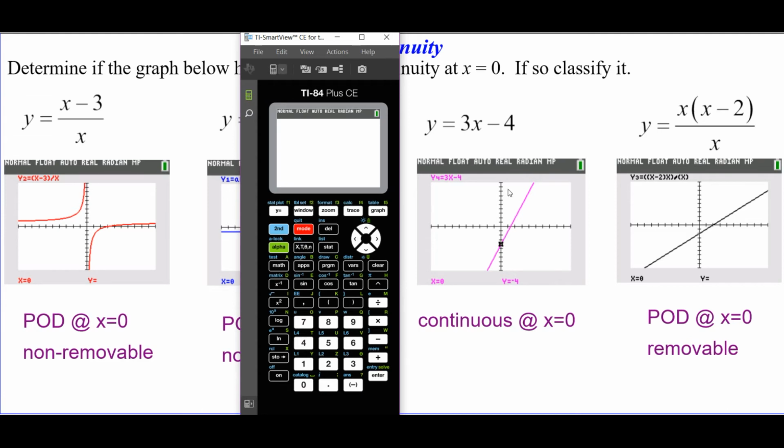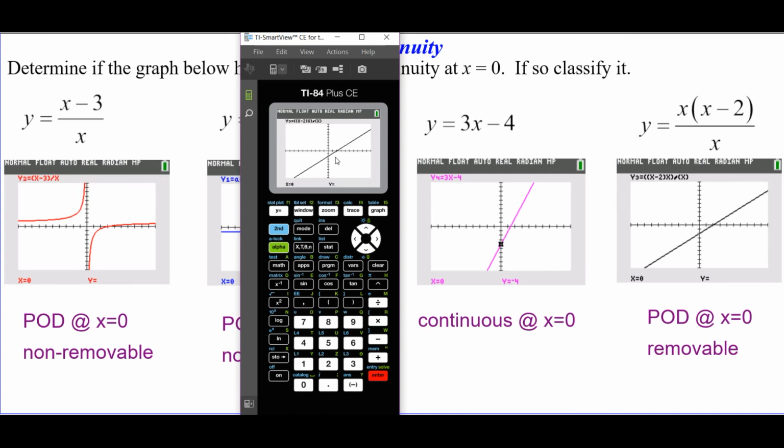Now looking at our final example over here where we have y equals x times (x minus 2) over x, we're going to go ahead and take a look at that graph. Again, this graph appears to be a continuous graph, but we always want to double check. So we're going to go second trace value at x equals 0. Again, here we get y equals nothing, so y is not defined at x equals 0, so there is a point of discontinuity there, although it does not appear on the graph.